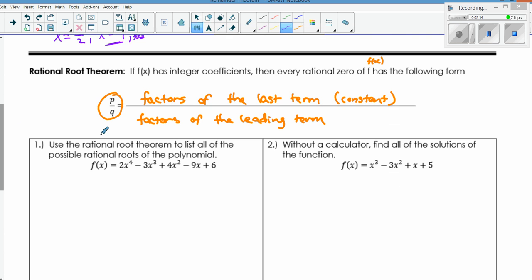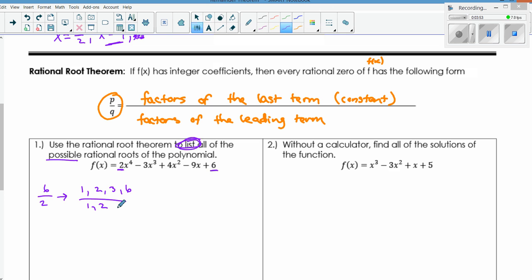Show you an example. So use the rational root theorem to list all, so we're listing, we're not finding, list all the possible rational roots of the polynomial. So here's my last term, that's my p, here's my first term, or my leading term, and that's a 2. Okay, so what this is saying is if we look at the factors of 6, 6 has factors that are 1, 2, 3, and 6. So meaning 1 times 6, 2 times 3, 3 times 2, and 6 times 1. And then my factors of 2 are just 1 and 2.